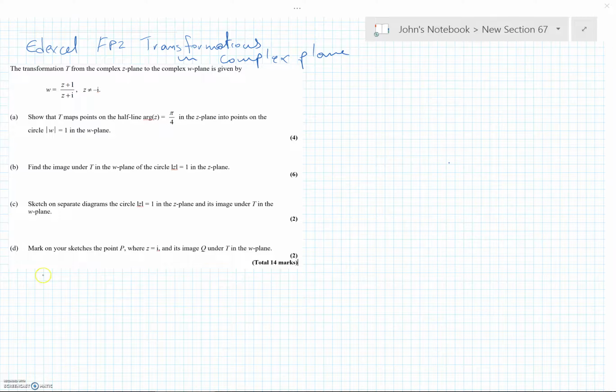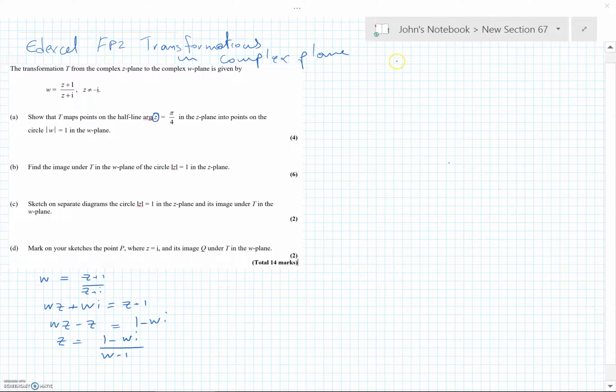Okay, so I'm going to use argument properties here, but in order to get this, because I've got arg z equal to pi by 4, I can't just easily use that without making z the subject of the formula. So I'm going to do that quickly now. Times it over: wz plus wi is equal to z plus 1. wz minus z is equal to 1 minus wi. z is equal to (1 minus wi) over (w minus 1).